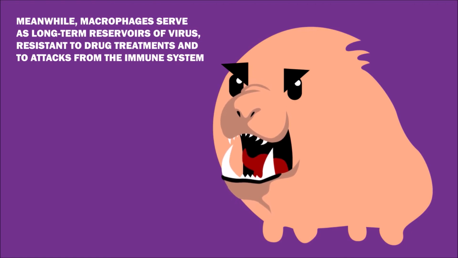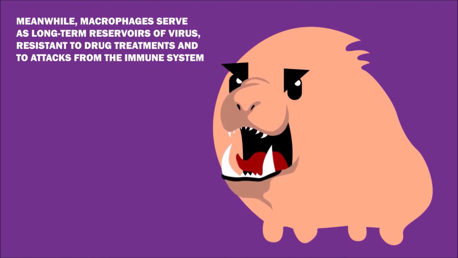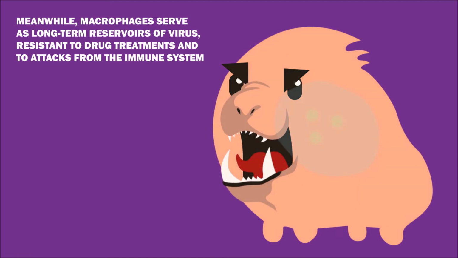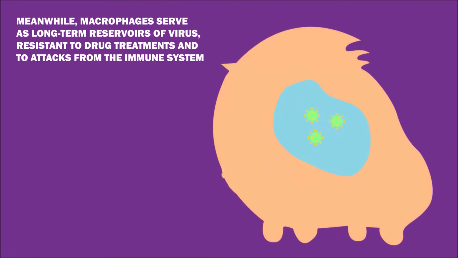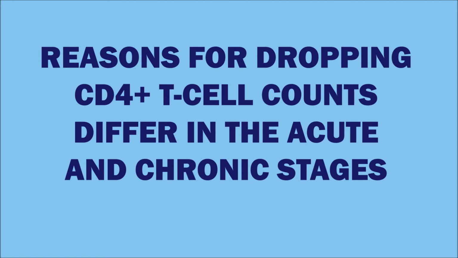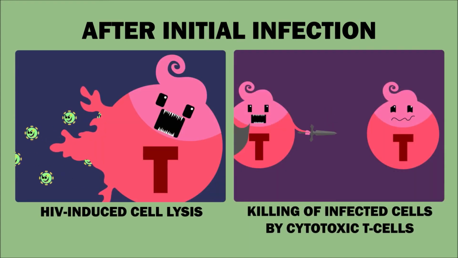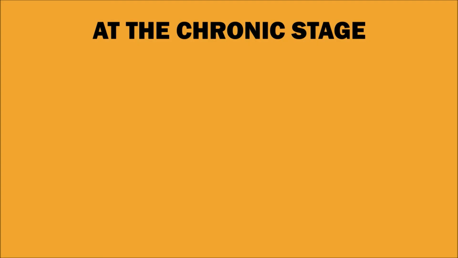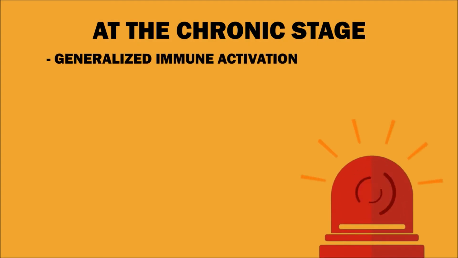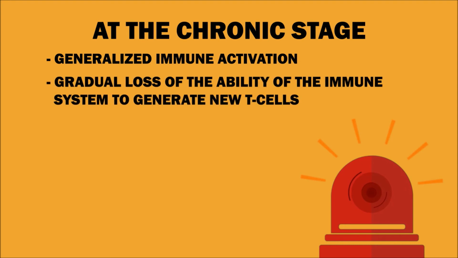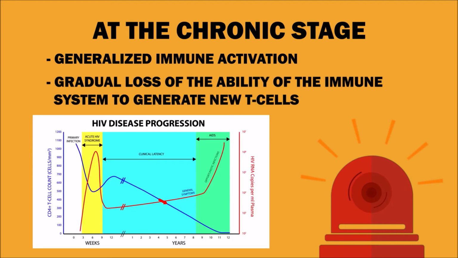Meanwhile, macrophages serve as long-lived reservoirs of virus, resistant to drug treatments and to attacks from the immune system. Infected macrophages accumulate large internal vacuoles containing virus. These vacuoles can lounge about inside the macrophage or travel into the plasma membrane, releasing their viral content into the extracellular space. Reasons for dropping CD4-positive T-cell counts differ in the acute and chronic stages. After initial infection, T-cell depletion results from HIV-induced cell lysis and the killing of infected cells by cytotoxic T-cells. However, at the chronic stage, generalized immune activation combined with the gradual loss of the ability of the immune system to generate new T-cells results in a slow decline in T-cell numbers.